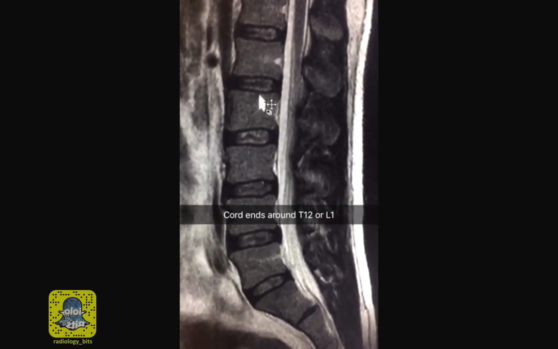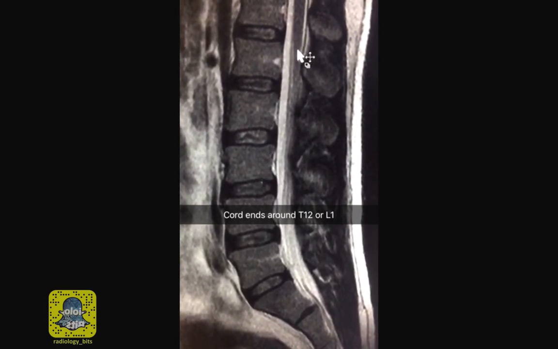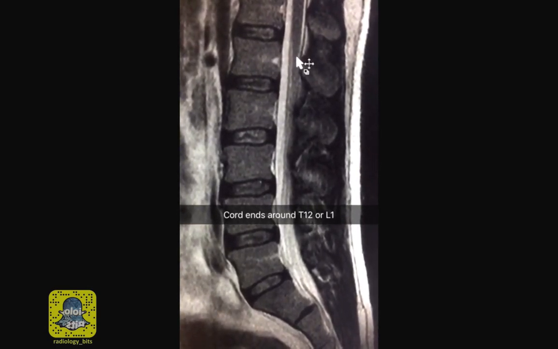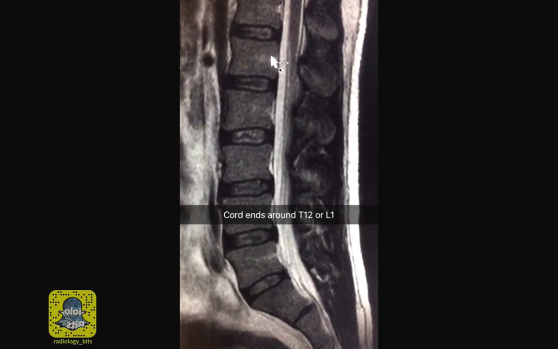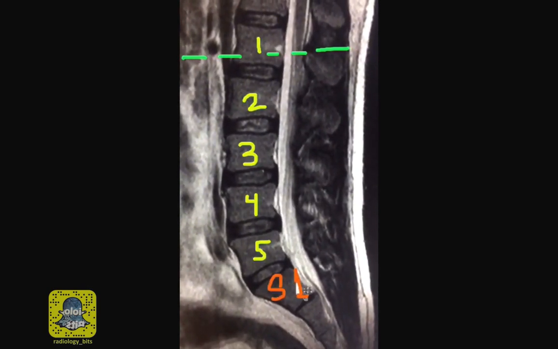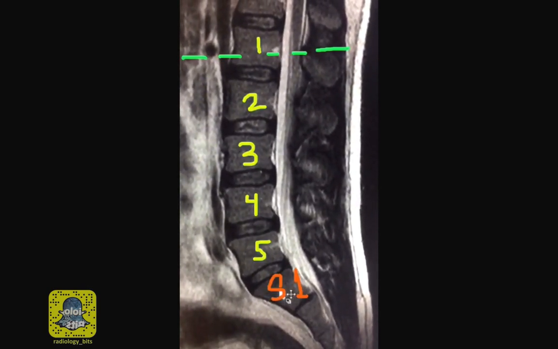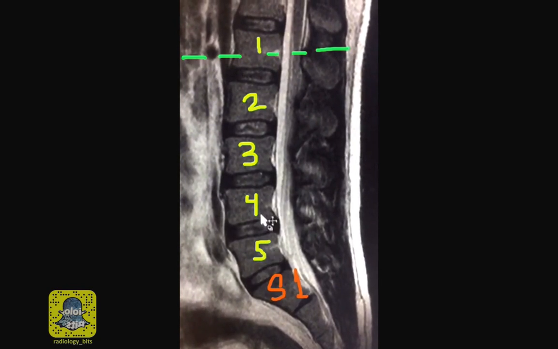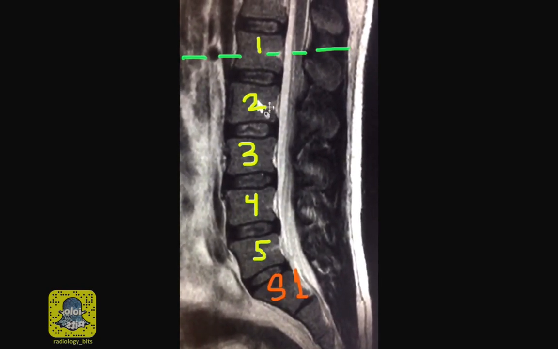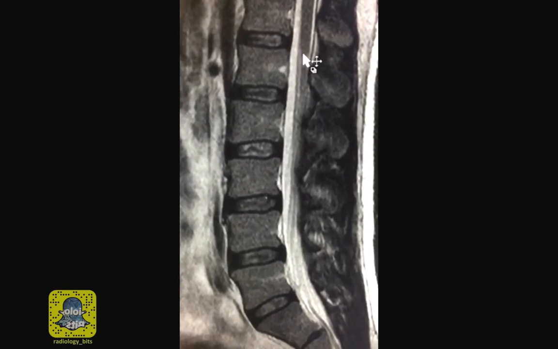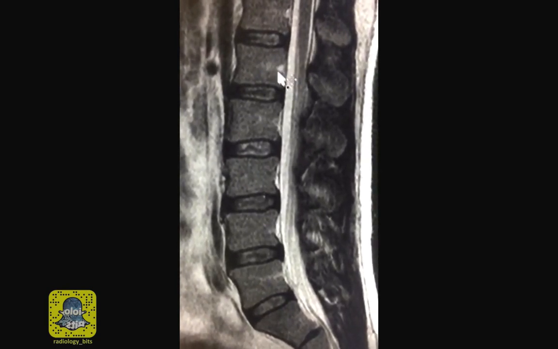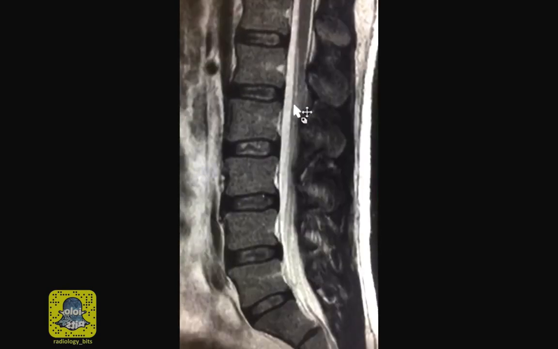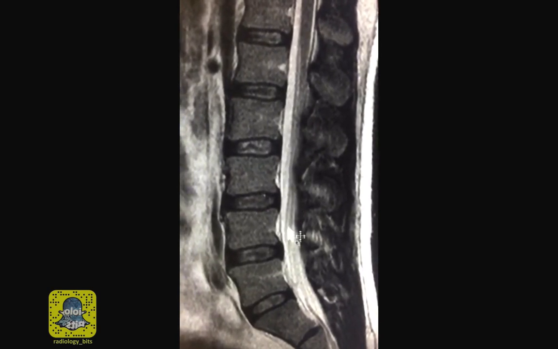And if you count the vertebral bodies, you'll note that the termination of the cord, or the conus medullaris, terminates at the level of T12-L1. So let's exercise that together. If this is the first sacral vertebral body, this is L5, L4, L3, L2, L1. Despite cord termination at the L1 level, you have these linear components that descend all the way downwards.